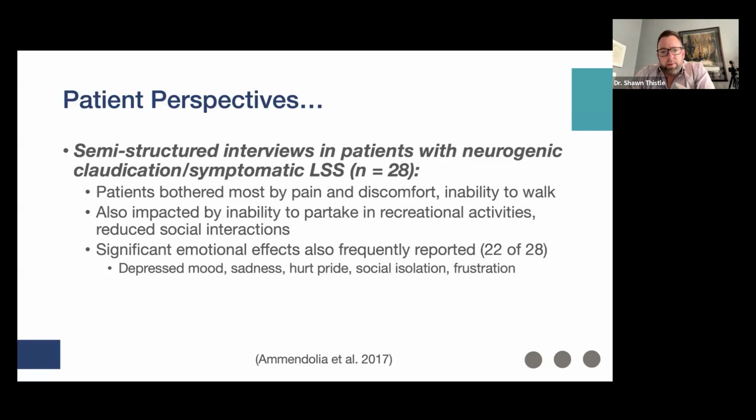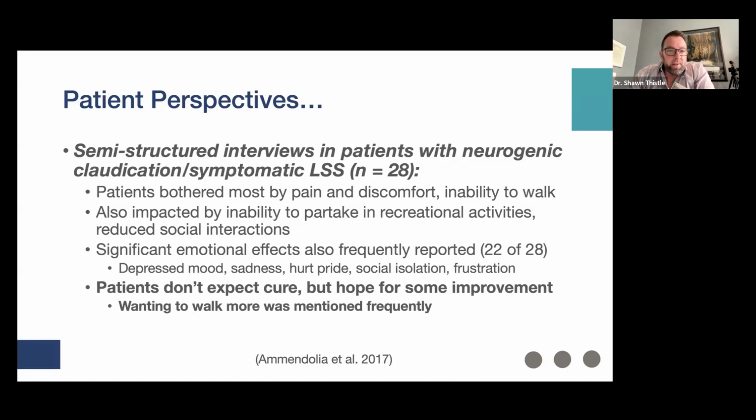The other thing that came out of this study was that significant emotional effects were also frequently reported. This included depressed mood, sadness, hurt pride, and that's important, needing physical assistance to do things that they used to be able to do easily, social isolation and frustration. And I'll let you guess if any of those things are positive prognostic factors for living a long, healthy life. They're not. But here's the key, I think, to this study, and this is something that should govern our patient communication and how we talk about prognosis and what we can do for patients from a treatment and intervention perspective.